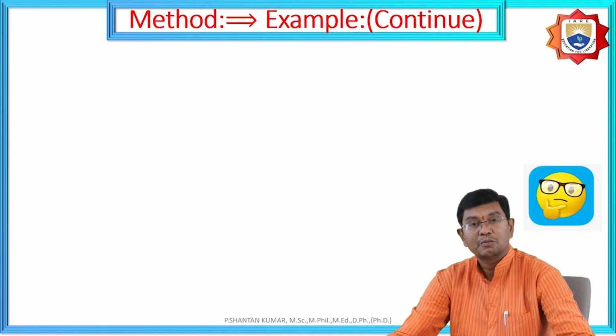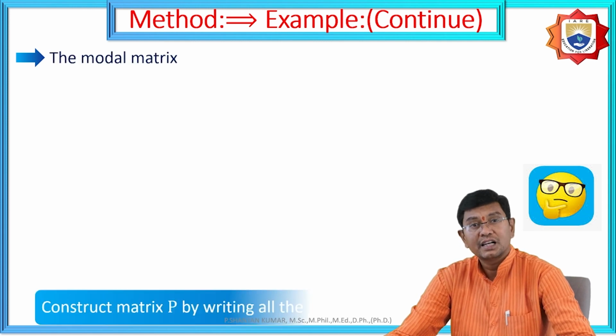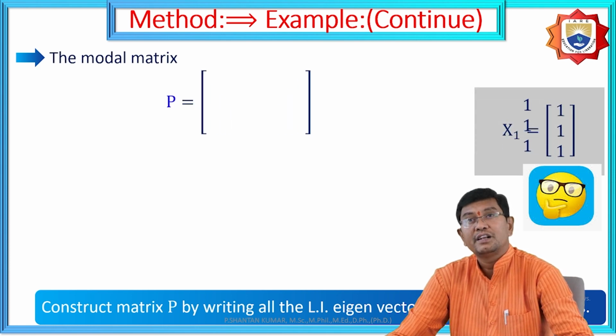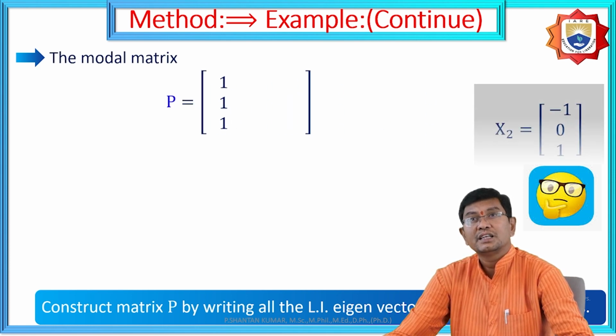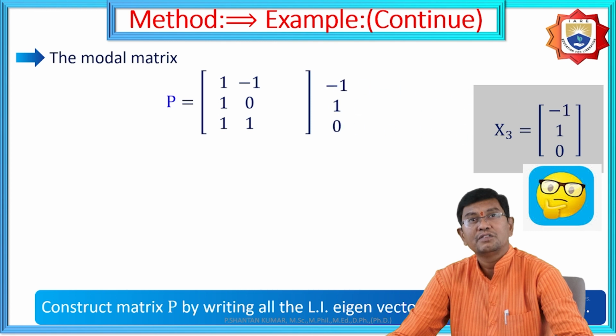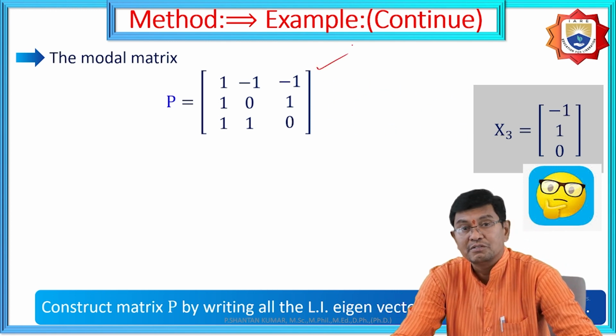Next, the problem is finding the diagonal matrix. Therefore, P is nothing but the collection of the three eigenvectors. The first eigenvector is (1, 1, 1), the second eigenvector is (-1, 0, 1), and the third eigenvector is (-1, 1, 0). Therefore, this is the matrix P. Then we need to find out what P inverse is.